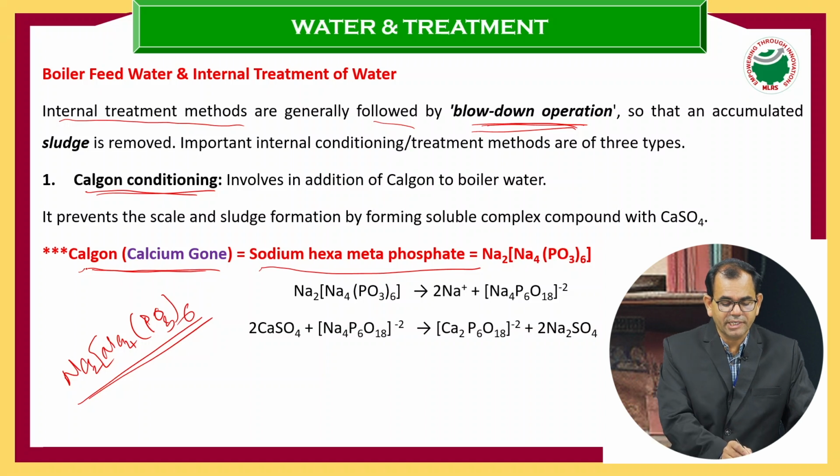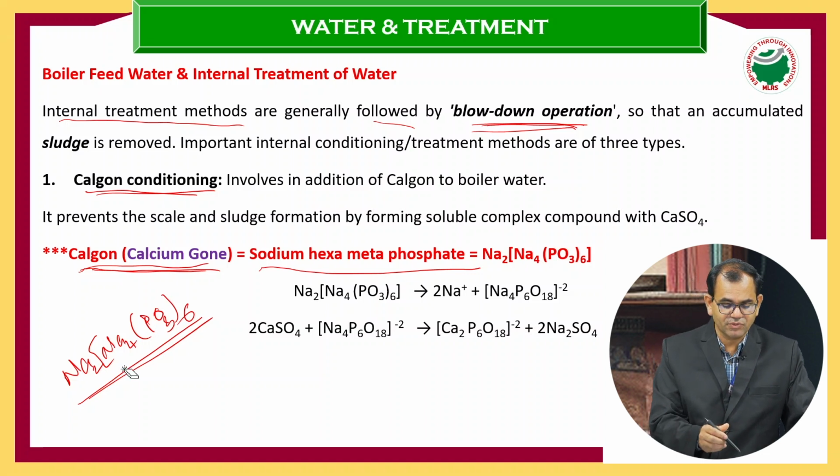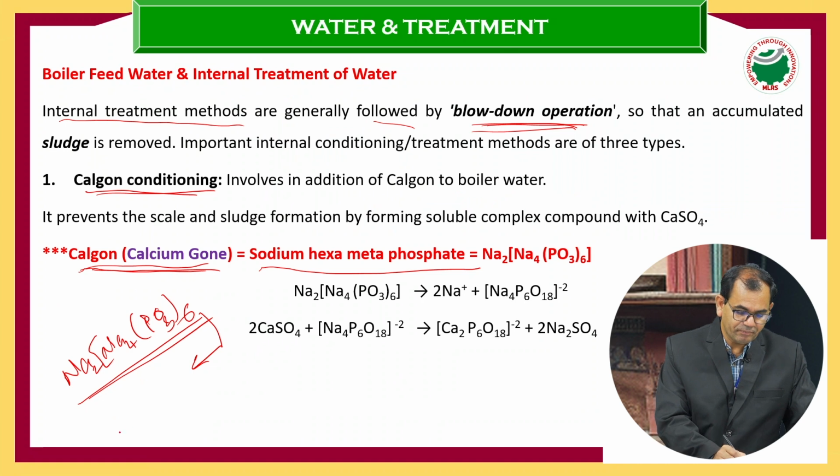So that's why we are calling it calgon conditioning. Now let us see how this sodium hexametaphosphate works. Sodium hexametaphosphate will be further dissociated into sodium ion plus sodium phosphate, Na4P6O18 with 2 minus charge.